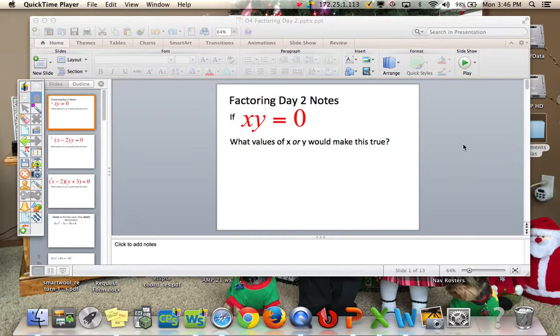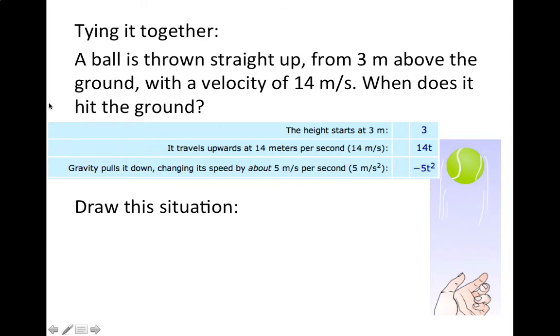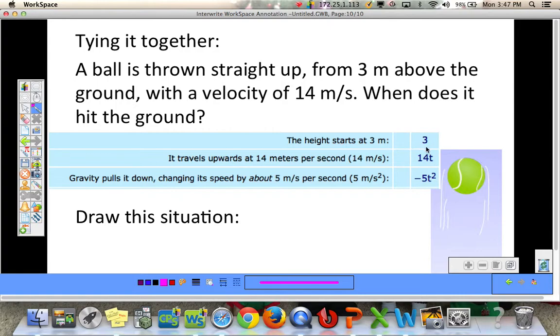This problem we looked at yesterday. Let's say a ball is thrown straight up from 3 meters above the ground with a velocity of 14 meters a second. When does it hit the ground? All right, so here is the height, 3. Here's the upwards velocity, 14 meters a second. And in meters per second, things fall at a rate of negative 5 meters per second squared. Draw the situation. So the height over time starts at 3, and then it goes down.